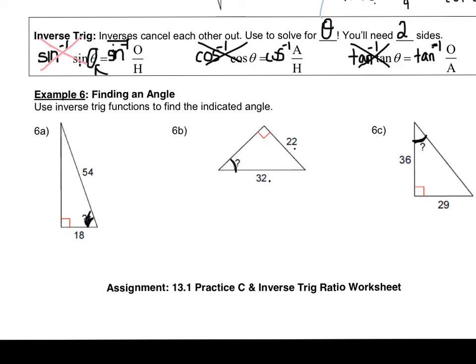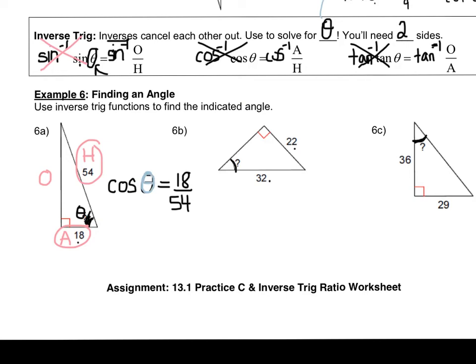This is our missing angle right here, so this is theta. Let's label the triangle just like we always do. Opposite of theta is right here. This is the hypotenuse, this is the adjacent. So let's figure out what we have. We have A and we have H. Which trig function uses A and H? Cosine. So cosine of our angle, which we don't know, equals 18, the A, over 54, the H. And now we want to solve for theta.